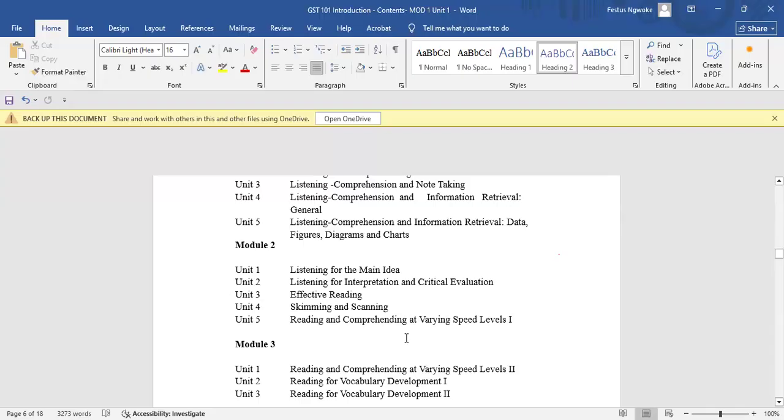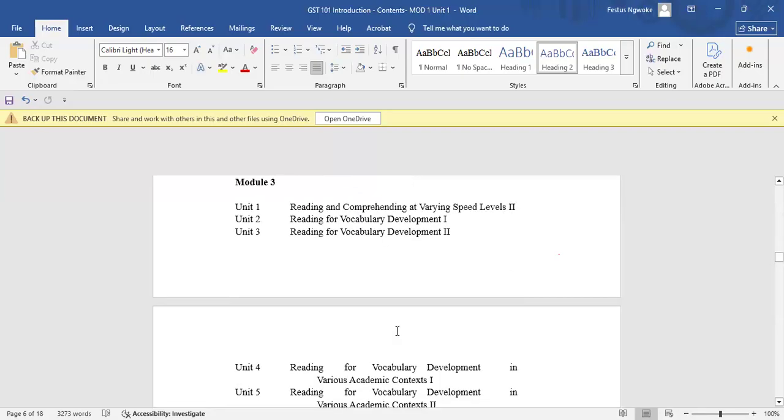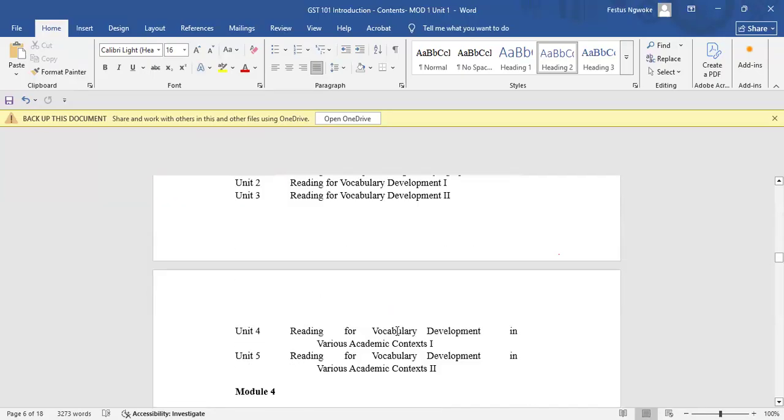So after listening for interpretation and critical evaluation, as I said in module 2, unit 2, the next is effective reading. How do we really read and it becomes effective? Then what is skimming and what is scanning? And then what is reading and comprehension at varying speed levels? So we have varying speed levels 1 and 2, but the second one is in module 3. So module 3 has how many units? 5 units also in module 3.